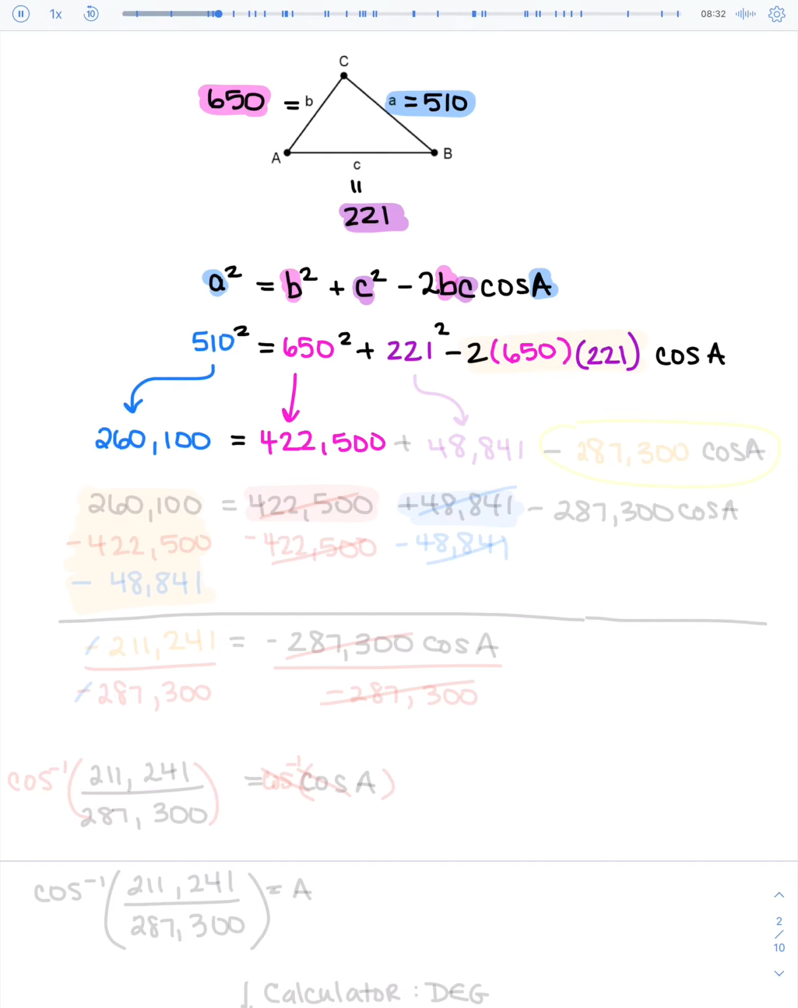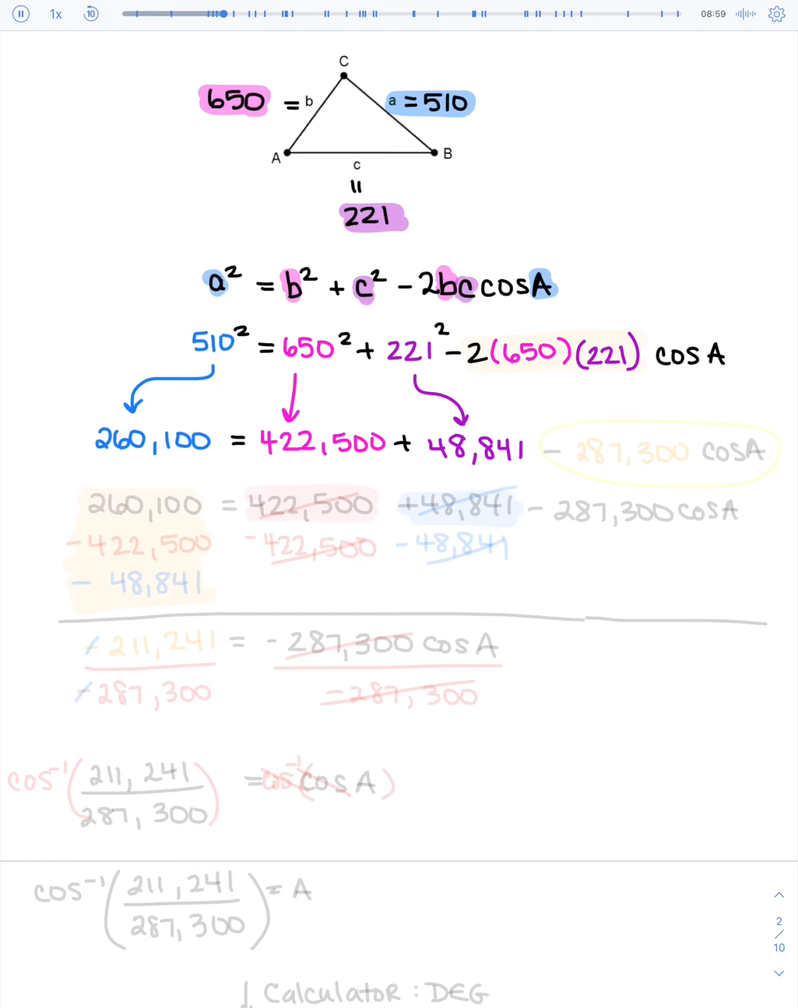And then we have plus our 221 squared, which is, let's see, 221 times another 221, that's what it means to be squared, is 48,841.